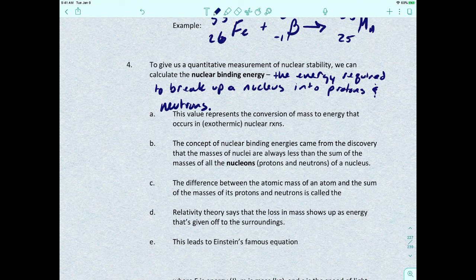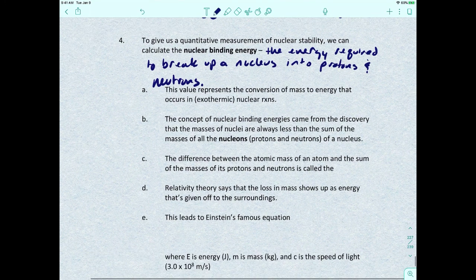And the concept of nuclear binding energies came from the discovery that the masses of nuclei are always less than the sum of the masses of all the nucleons, so the sum of all the protons and the neutrons of a nucleus. And the difference between the atomic mass of an atom and the sum of all the masses of protons and neutrons is called the mass defect.